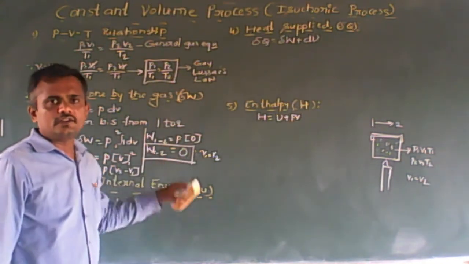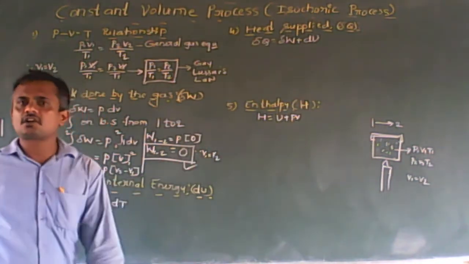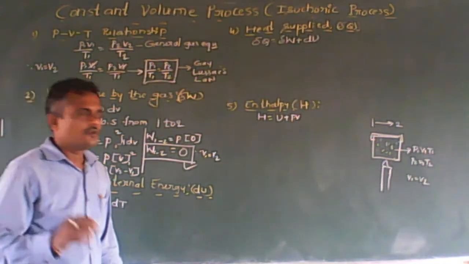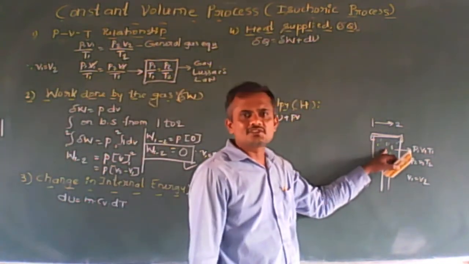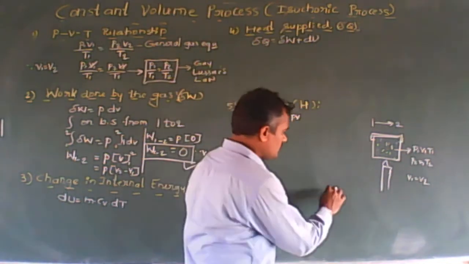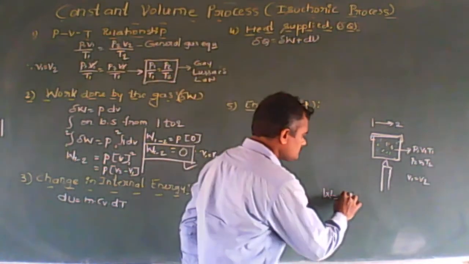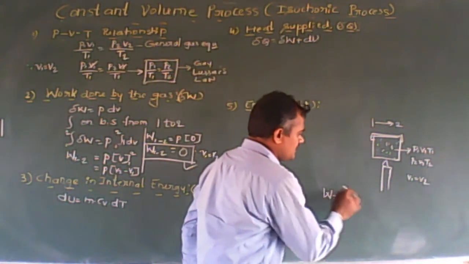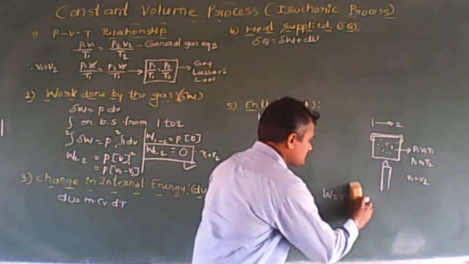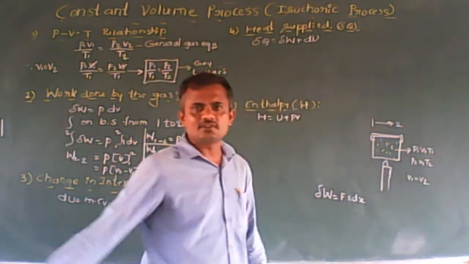So work done during a constant volume process, you try to remember this equation. Work done during a constant volume process is always 0. Why? Because if you take a piston here, then definitely the piston moves a distance. Actually, what is the general expression for work done? Work done is force into a distance dx.